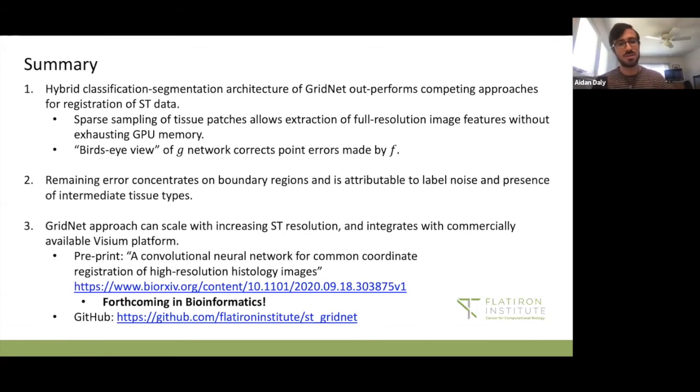And finally, because of these memory hacks we've made, this approach can scale with increasing resolution. We've written an interface where you can use it directly on the Visium platform. And we have a preprint out.